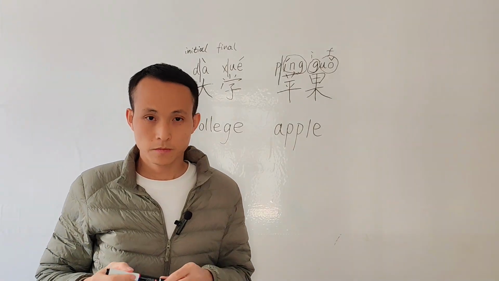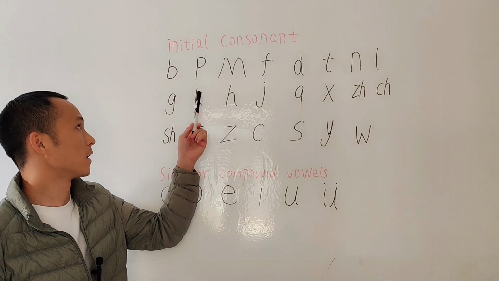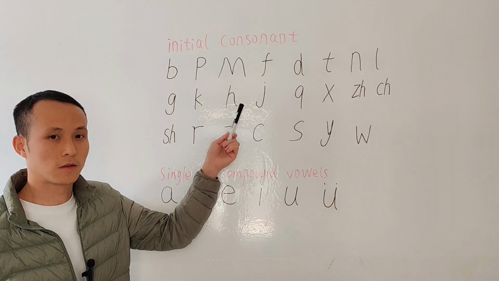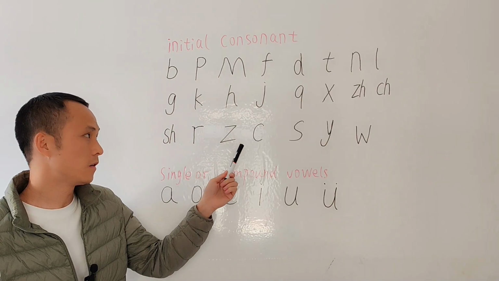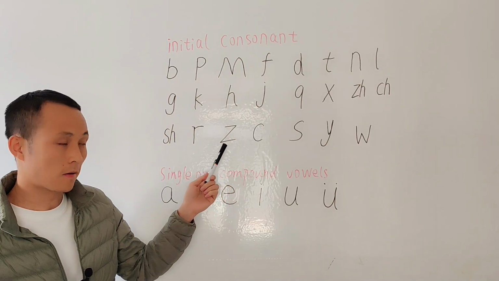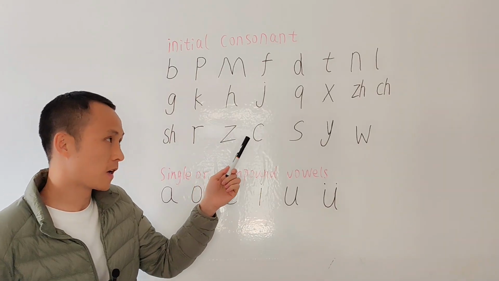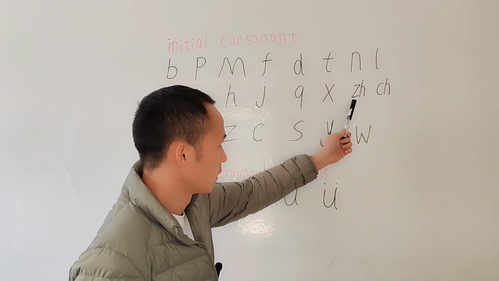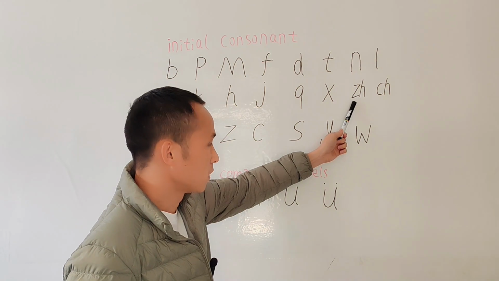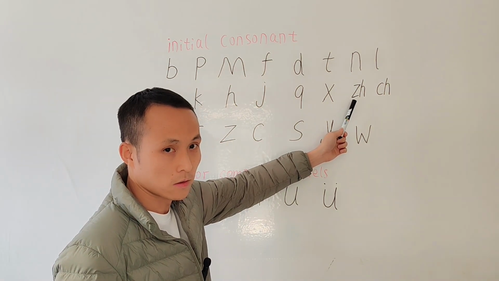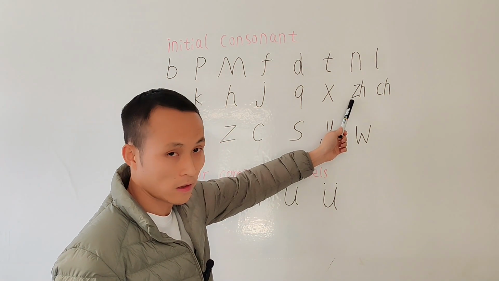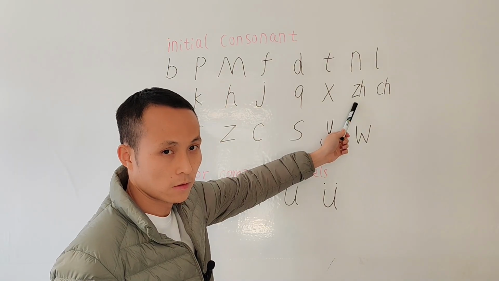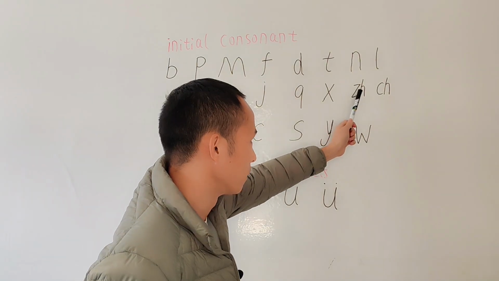Okay, so you see that these are the initial consonants of Chinese Pinyin. But you may notice that there are actually 3 consonant initials that consist of 2 English letters. Okay, so remember that there are 3 of them.